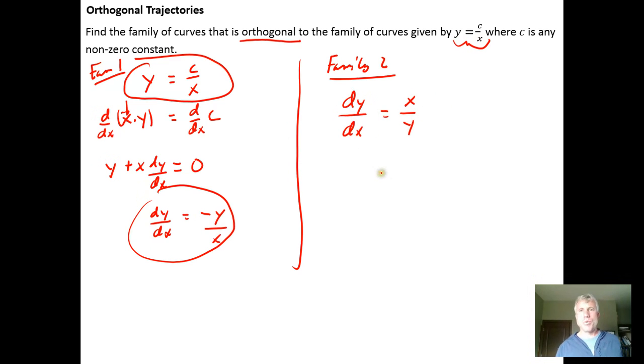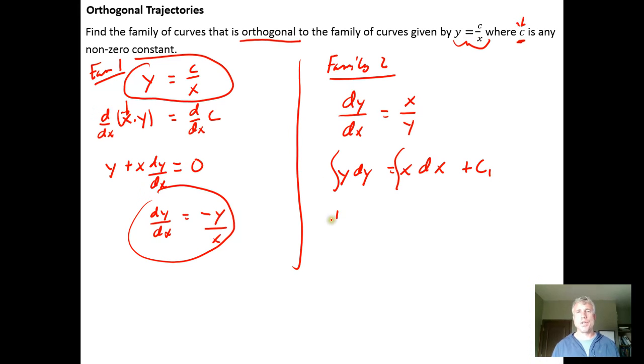And now I can separate variables. So I can multiply both sides by y, I get y dy equals, multiply both sides by dx, I get x dx. Variables have been separated, integrate both sides. We get a constant of integration that is not this constant. So maybe I'll subscript it with a 1 to discriminate it from the c that we started with.